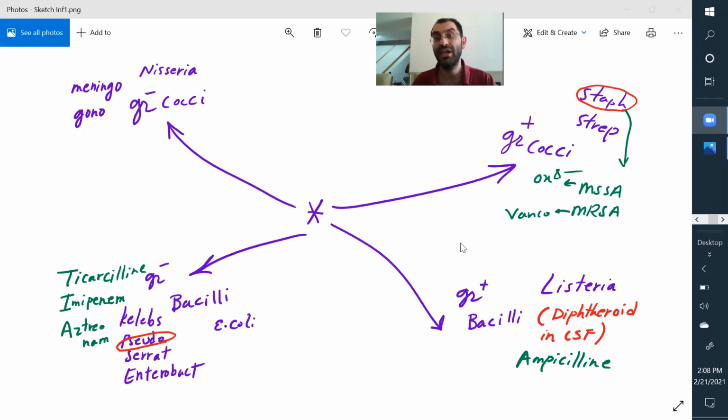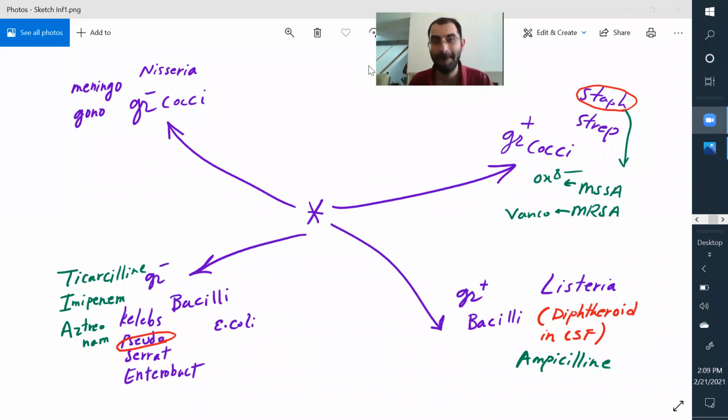Anything else that can kill Pseudomonas? Sure, TIA, gram-negative bacilli killers, the same germs that give me TIA: ticarcillin, imipenem, aztreonam. We'll talk about them in a couple of minutes. A question for you. Among ticarcillin, imipenem, aztreonam, which one is a beta-lactam antibiotic?